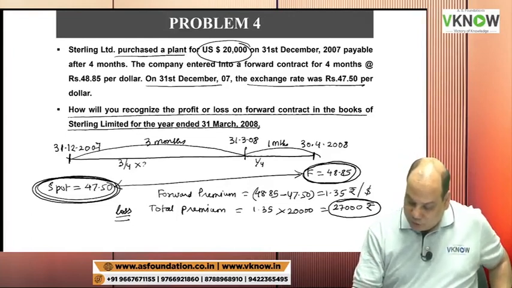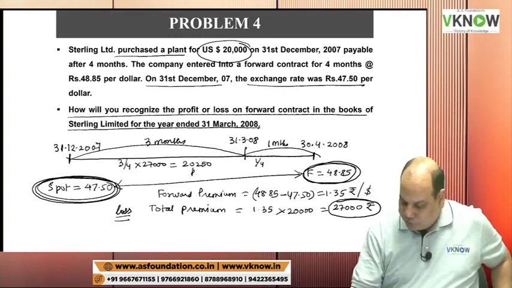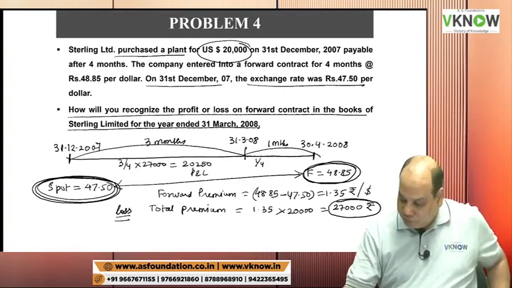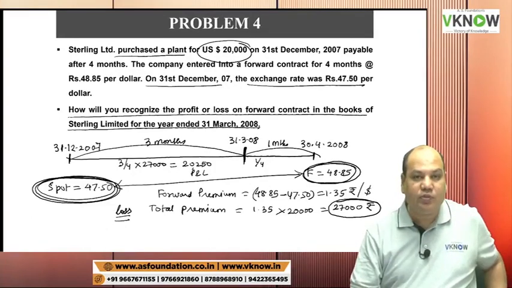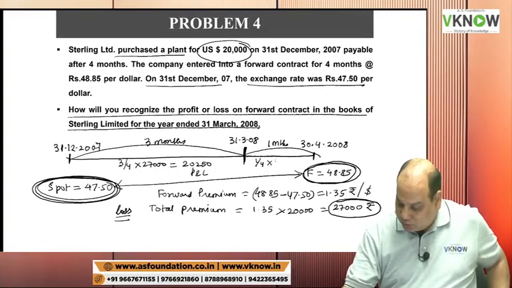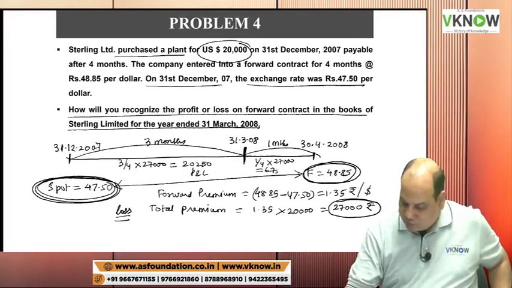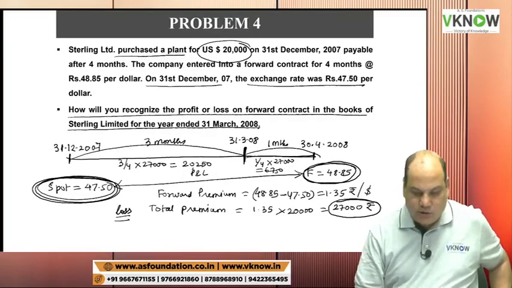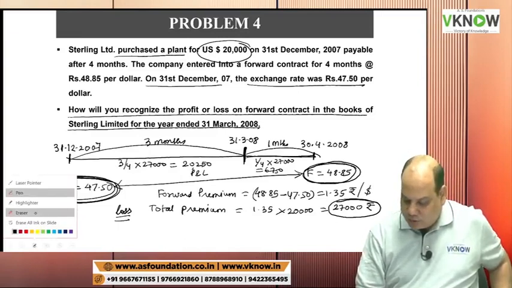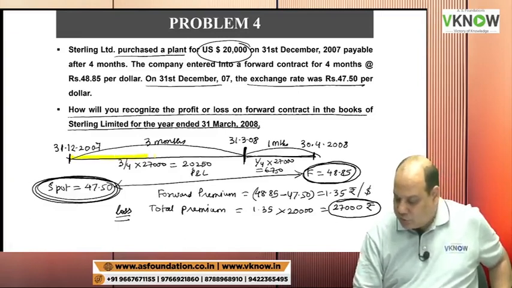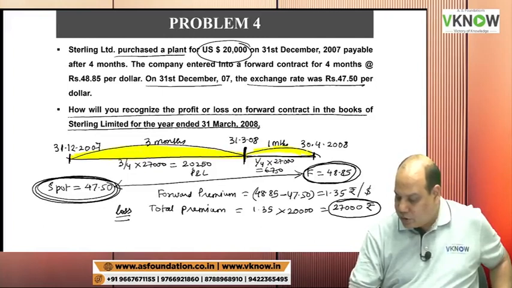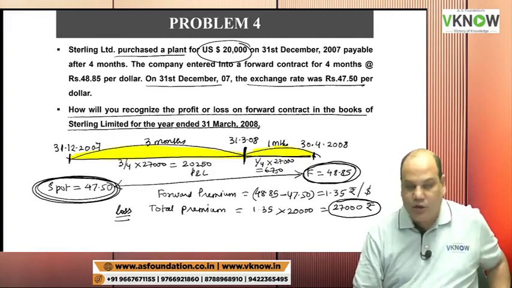So 3 by 4 into 27,000, 20,250 transfer to P&L account for the period ended 31st March 2008, and the remaining amount, that is 6750, we will recognize in the next year. So 27,000 is right. So loss of 20,250 in the first year and 6750 in the second year.